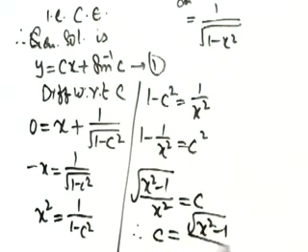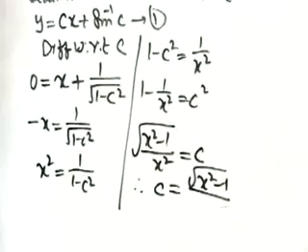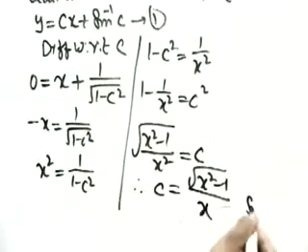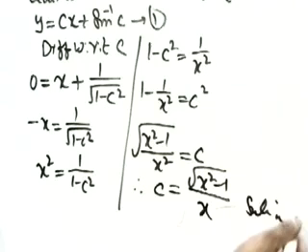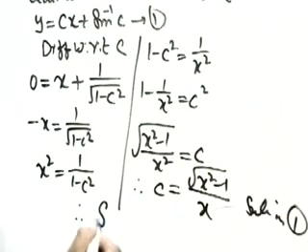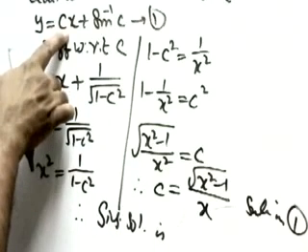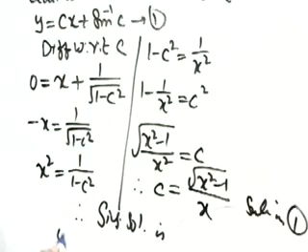Therefore, we can write c equals under root of x square minus 1 by x square. This root square will get cancelled. We are left with only x. So let's substitute this in 1. Therefore, the singular solution is, now put the c value in this, we'll get the answer.